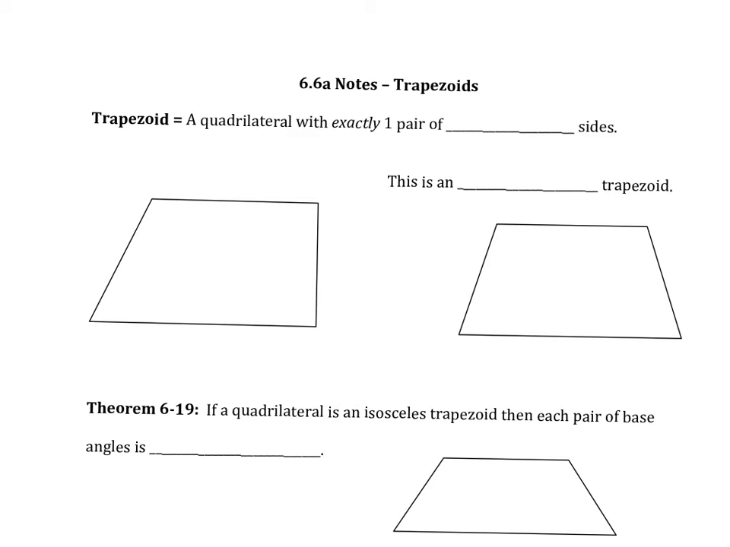6A is all about trapezoids, and then we're going to talk about kites for 6B. So two different types of figures here. But the trapezoid, that first is just the definition. So it's a quadrilateral. Quadrilateral means what? Four sides, okay? Quadrilateral with exactly, keyword, exactly, can't have any more, can't have any less. One pair of what? Not congruent, parallel, right? So a quadrilateral with exactly one pair of parallel sides, okay?